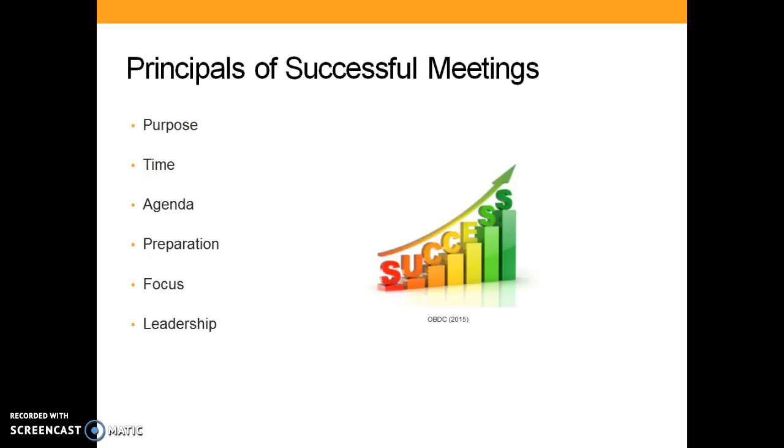It's their job to be sure that the other 5 principles are followed, such as keeping the meeting on target, beginning and ending on time, keeping the meeting on agenda, and also to help everyone prepare for the meeting and ensuring that focus is maintained throughout the meeting.